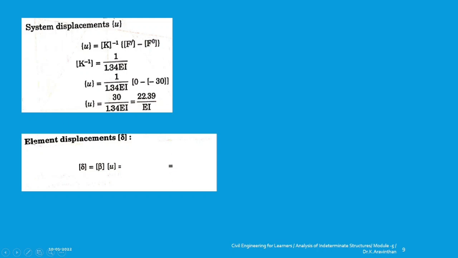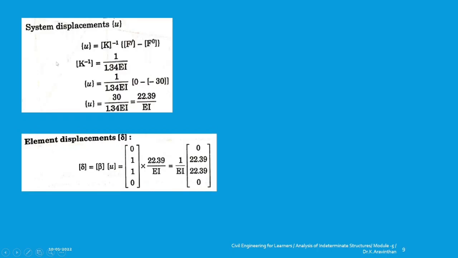Now step number 8, element displacement matrix. How to find del? Del equal to beta into U. What is beta? 0, 1, 1, 0. This is the value, you know that. And what is U? You have found out here, which is 22.39. If you multiply this, 0 into 22 is 0, 1 into 22.39 will be 22.39, and 1 into 22.39 is the same value, and 0 into 22 is 0. Take the EI outside, and you will be getting element displacement matrix del as this value.